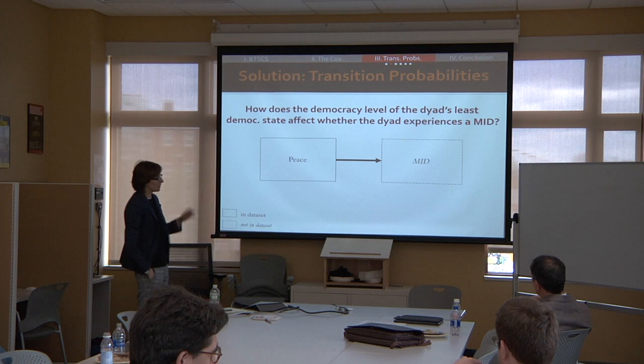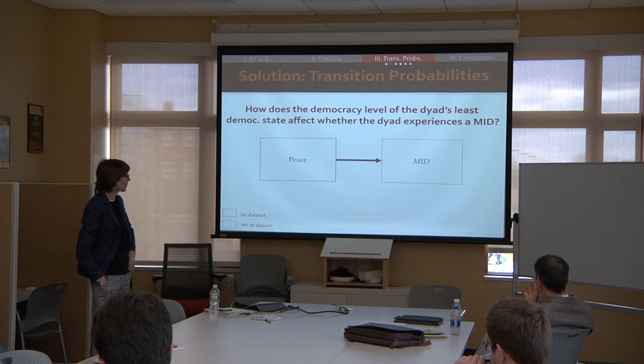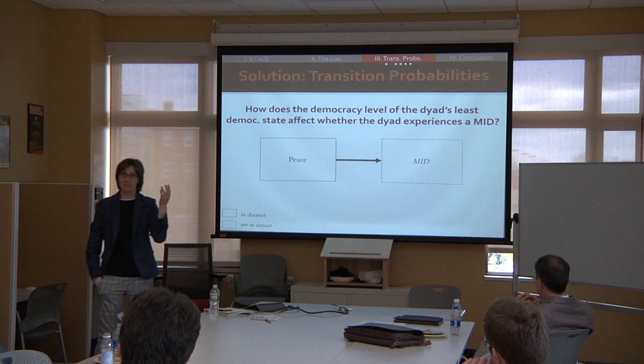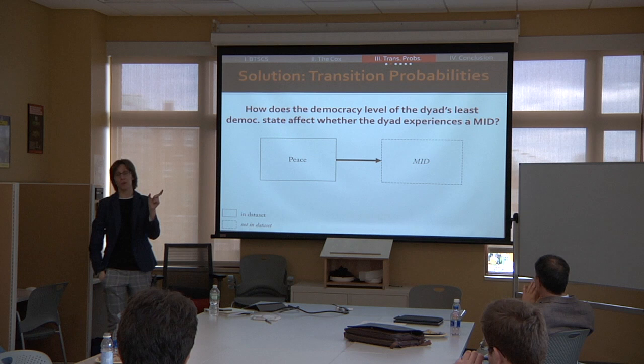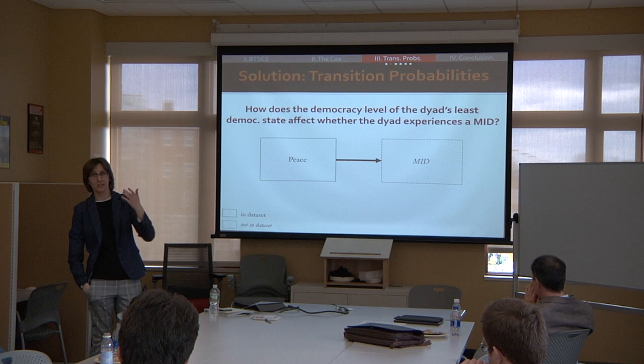For our purposes, we decided to look at the democratic peace just because it's easiest to describe. So what we're going to look at is, for a pair of states, given the one that's less democratic, how does that state's democracy level affect whether the pair of states on the whole is in a MID, a militarized interstate dispute: a threat, display, or use of force by one state towards another, and military force specifically.